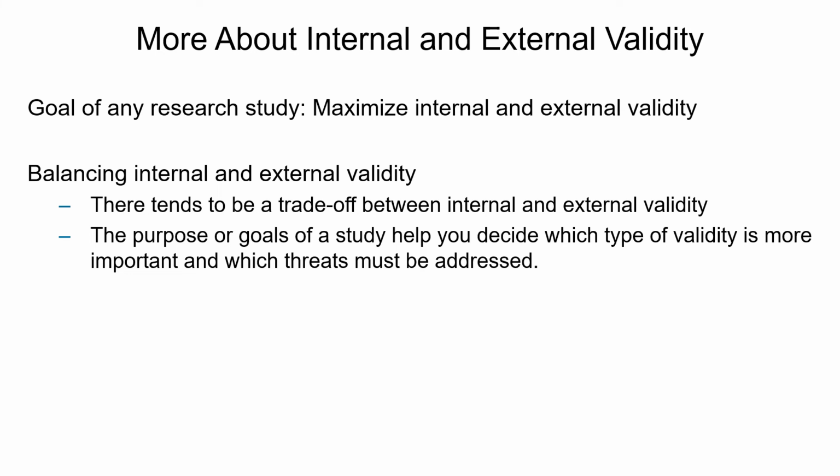So the purpose or goals of a study then is truly, in essence, to help you decide which type of validity is more important and which threats must be addressed. I'm a big person that loves my observational research, and my observational research is where I'm basically making a decision to reduce some of the internal validity to, in a sense, increase external validity. But I still have to keep those into consideration, and I still have to control as much as I can.